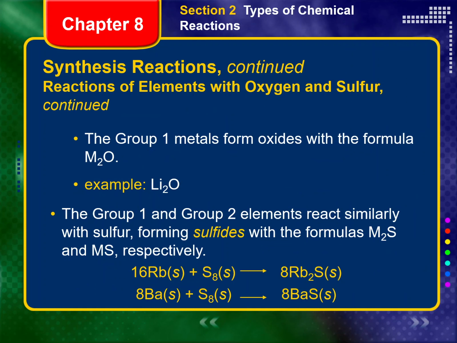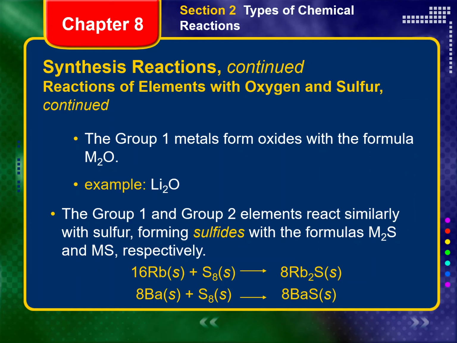The other group 2 elements react in a similar manner, forming oxides with the formula MO, where M represents the metal. The group 1 metals form oxides with the formula M2O, for example, Li2O, again on the screen here. The group 1 and 2 elements react similarly with sulfur, forming sulfides with the formulas M2S and MS, respectively. Examples of these types of synthesis reactions are shown on the screen here.